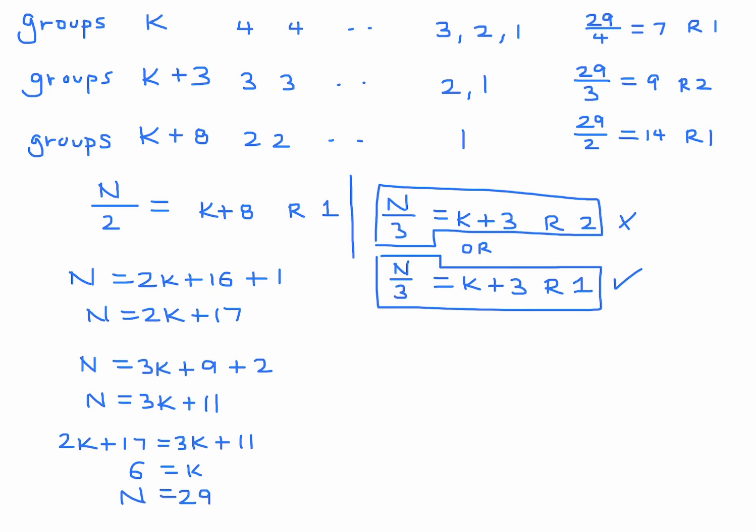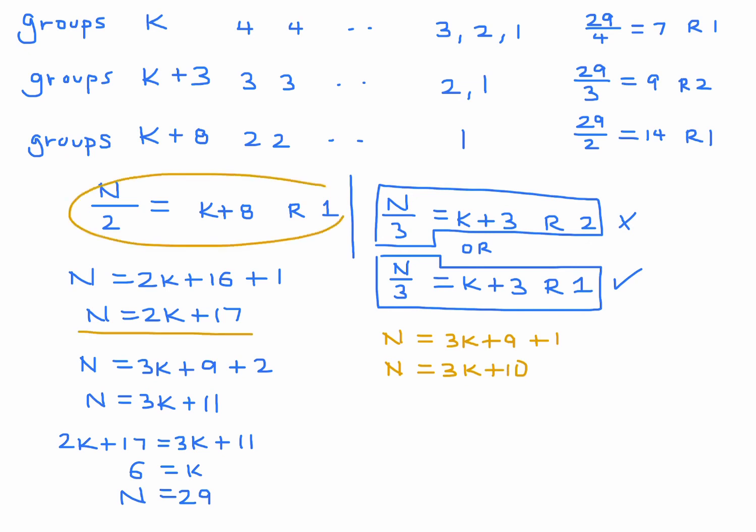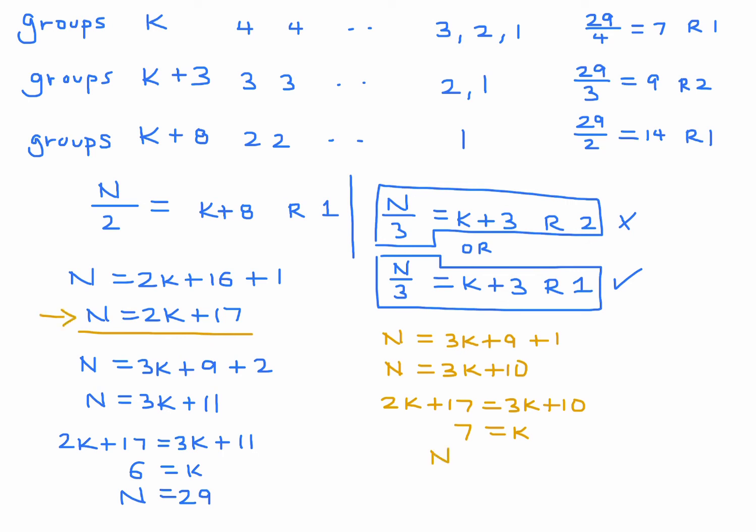So n over 3 is k plus 3 with a remainder of 1. So that means n is equal to 3k plus 9 plus 1. So n is equal to 3k plus 10. And n was equal to 2k plus 17 from this calculation. So that means 2k plus 17 is equal to 3k plus 10. So that means k is equal to 7. All right. If k is equal to 7, then plug it back into here to get a value for n. And when you do, you get 31.